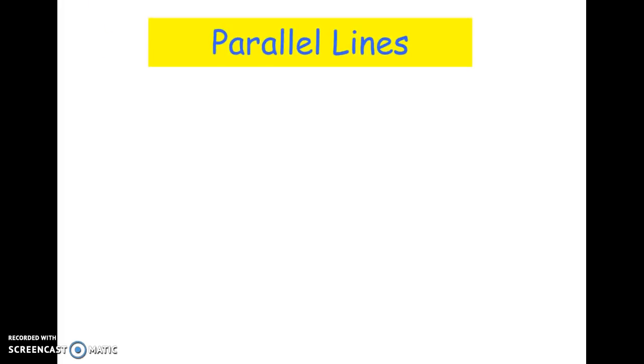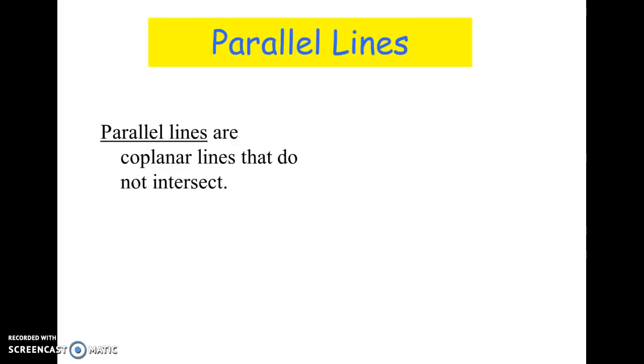Okay, to start, we need to define what parallel lines are. They are two lines. Parallel lines are coplanar lines that do not intersect. So here's a picture. We've got line AB and line CD. They are parallel because they do not cross each other, and they are also in the same plane.